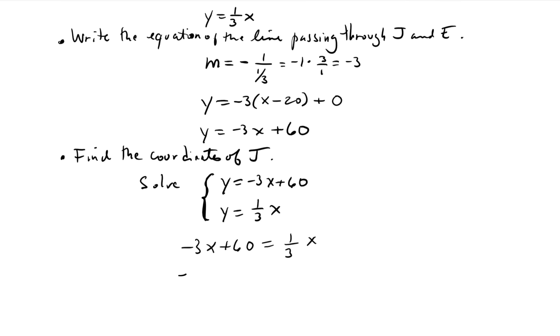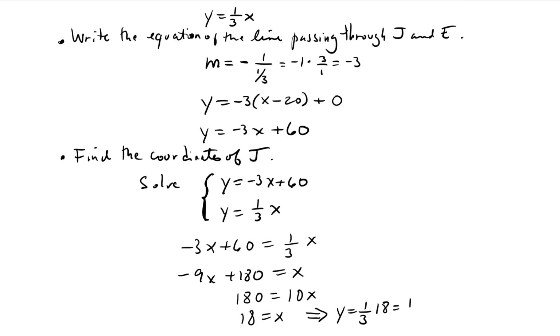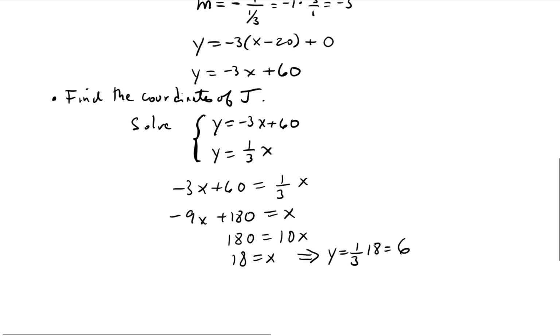Maybe I can just clear the fractions here, like that. So add 9x on the other side, so I get this. So x is 18, and now that I have that x is 18, I can just replace in any of the two equations I have here. So maybe just the second one is easier. So y is 1/3 of 18, so that's actually 18 divided by 3, so it's 6. So J is the point 18, 6.